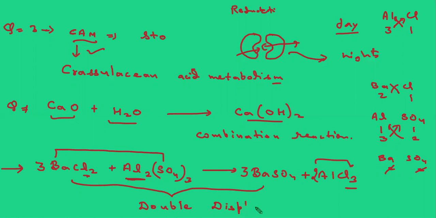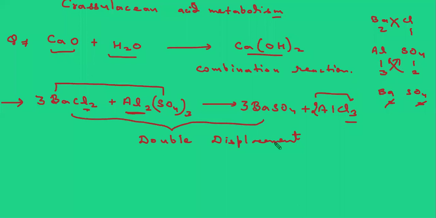But this reaction is not only double displacement. This reaction is something else too. Can you tell me that? Yes, of course, barium sulfate is formed along with aluminium chloride. So this is also a precipitation reaction, okay? Because we are going to get a precipitate here too. It is an example of a precipitation reaction.